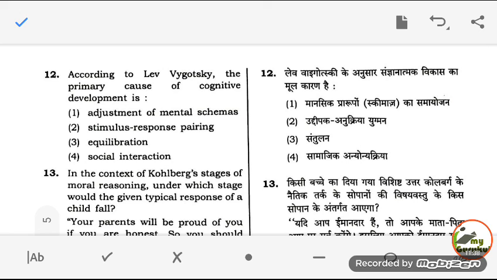According to Lev Vygotsky, the primary cause of cognitive development is... Lev Vygotsky's theory stressed the fundamental role of social interaction in the development of cognition, as he believed strongly that community plays a central role in the process of making meaning. So, the right option is social interaction.